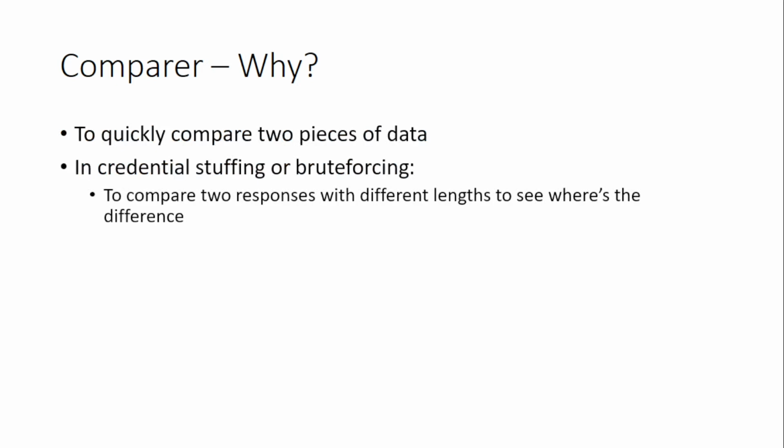It's to quickly compare two pieces of data. It's quicker to use it than to look at it with your eyes only, and it's nice to have in credential stuffing or brute forcing, to compare two different responses or two responses with different lengths to see where the difference is. Instead of trying to find the difference between two responses, we can just send them to Comparer and it will highlight what is different.